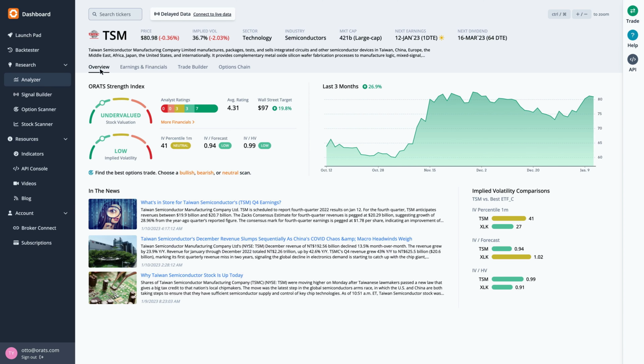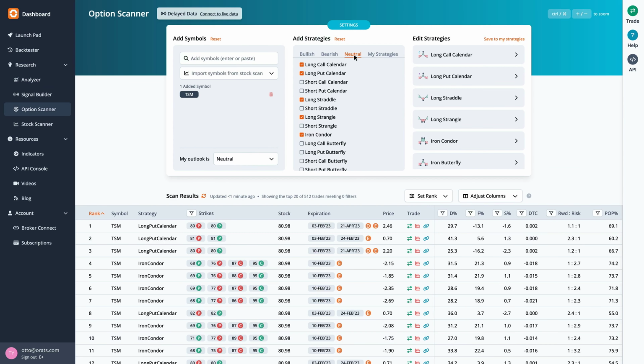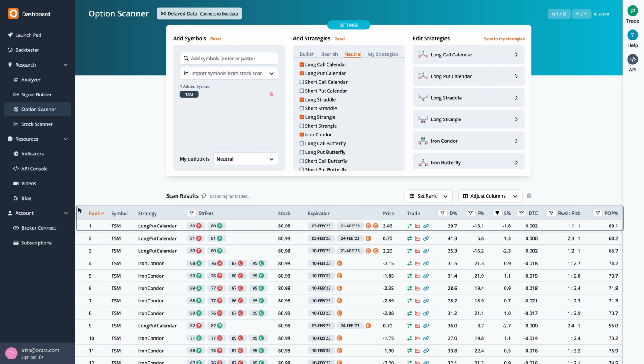Returning to the overview tab, we can quickly run a scan to find the best option trades. Since earnings are right around the corner, we scan for neutral strategies, then filter the scan results by S% or smoothed edge by setting it between negative and positive 3%. This helps narrow the results to trades that are fairly priced. The highest ranked trade is a long put calendar with strikes at 80, expiring on Friday, February 3rd and Friday, April 21st, for a debit of $2.46.